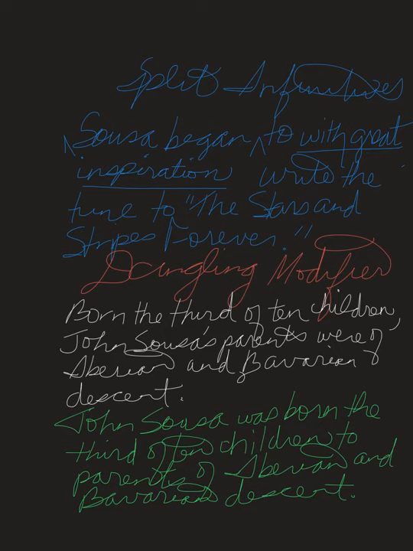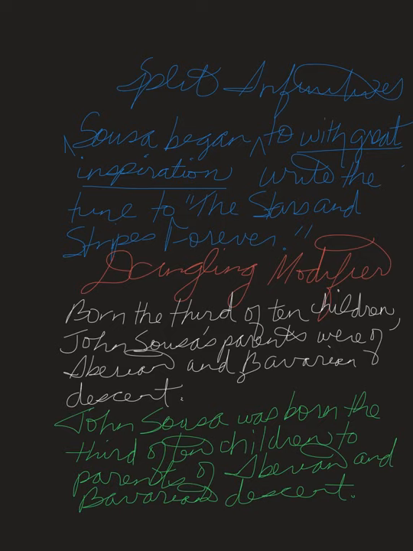Born the third of 10 children, John Sousa's parents were of Iberian and Bavarian descent. Okay. The noun closest to this phrase at the beginning of the sentence is parents. His parents were not born the third of 10 children. What it's trying to say is John Sousa was born the third of 10 children. Okay. And so that's one way you could fix that. You could just say John Sousa was born the third of 10 children to parents of Iberian and Bavarian descent.